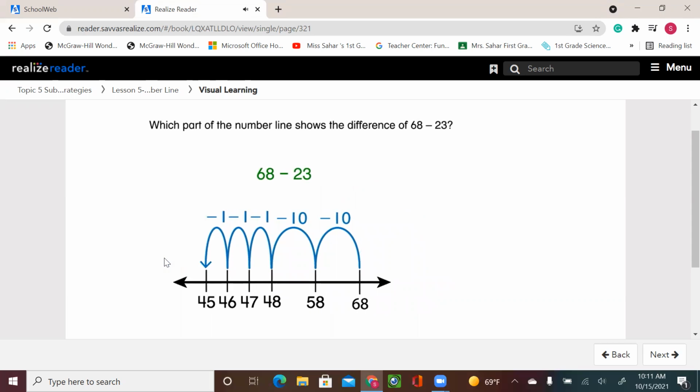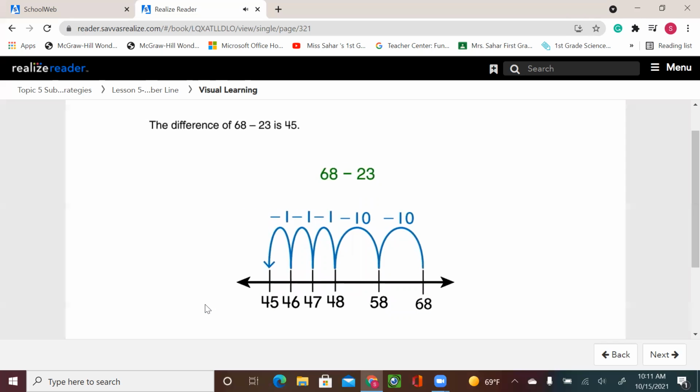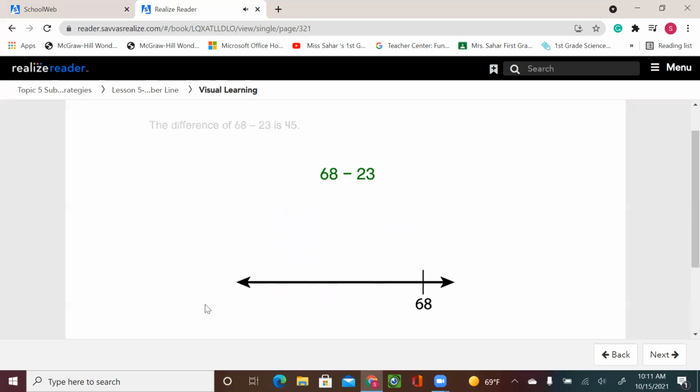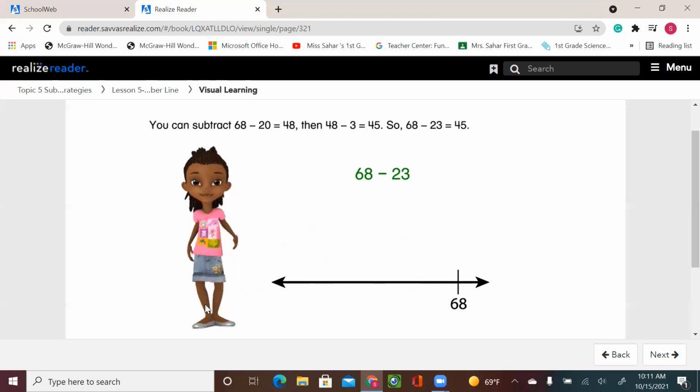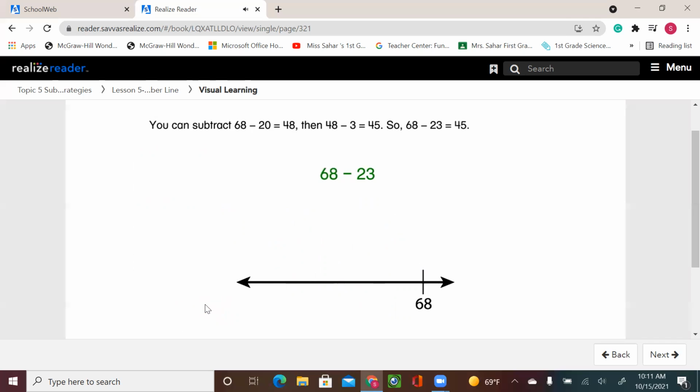Which part of the number line shows the difference of 68 minus 23? Select your answer. The difference of 68 minus 23 is 45. Here is another way. You can subtract 68 minus 20 is equal to 48. Then 48 minus 3 is equal to 45. So 68 minus 23 is equal to 45.